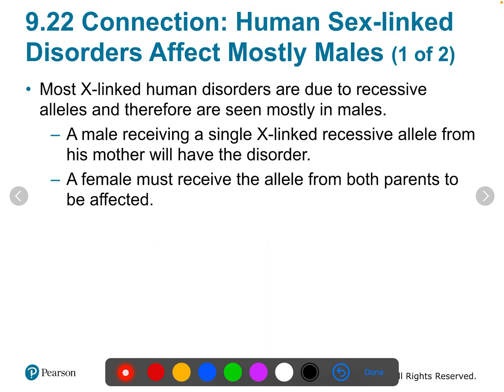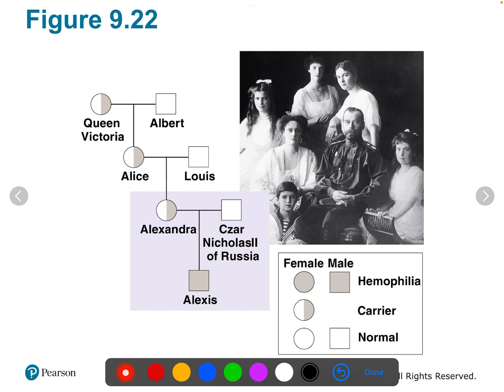As I mentioned already, most X-linked human disorders are caused by recessive alleles, and so consequently they're most often seen in males because the male receives a single X-linked recessive allele from his mother, and he gets nothing from his father to block it out, but a female has to receive the allele from both parents. And we can demonstrate that, of course, in the Punnett square and in the pedigree.